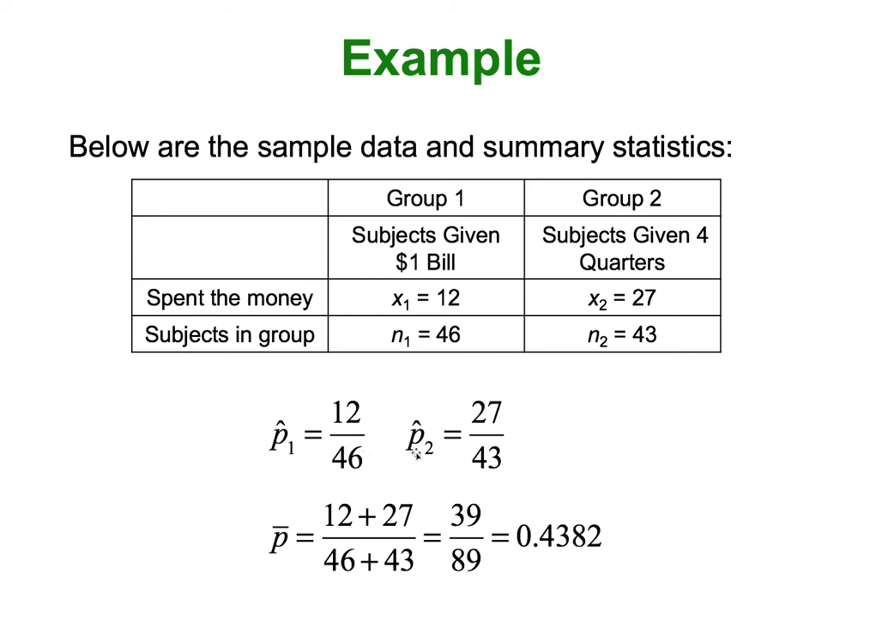Our second sample proportion is 27 divided by 43. Our pooled proportion then is 12 plus 27, the sum of the successes, in the numerator, and then in the denominator we have the 2 samples of 46 and 43. That adds up to 89 as the problem stated, and 39 divided by 89 gives us 0.4382. So that is our pooled proportion.